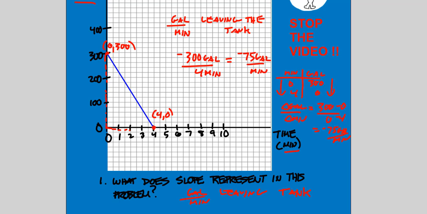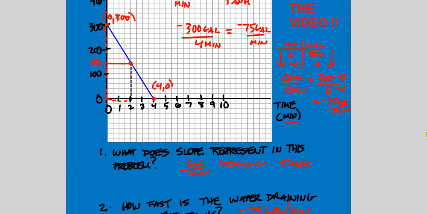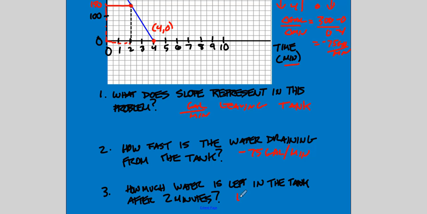Okay, so how much is left in the tank after 2 minutes? Well, there's 2 minutes. Go up from 2 minutes and you see that it takes us to here. You go across, that's got to be 150. So there's 150 gallons left in the tank after 2 minutes. And this concludes the video.